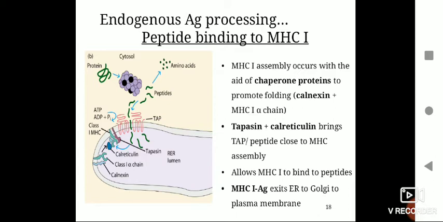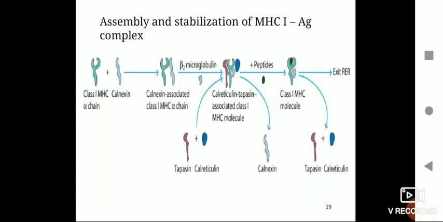This alpha chain will bind with calnexin. I'll show you using a better diagram. You can see here the class 1 MHC alpha chain will bind with calnexin, and in presence of chaperone protein, the folding of this will take place, leading to assembly of calnexin associated class 1 MHC alpha chain. To this, the next small portion of the MHC class 1 is added, which is called beta 2 microglobulin. If you go back to the MHC video lecture on class 1 and class 2 MHC structure, you will understand the structure contains alpha chain and beta 2 microglobulin.